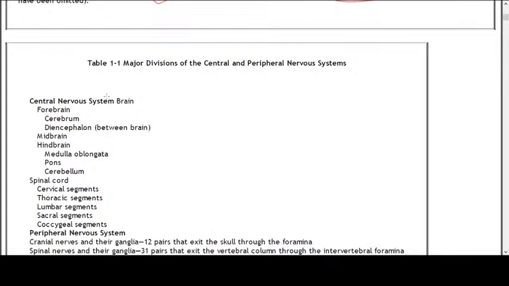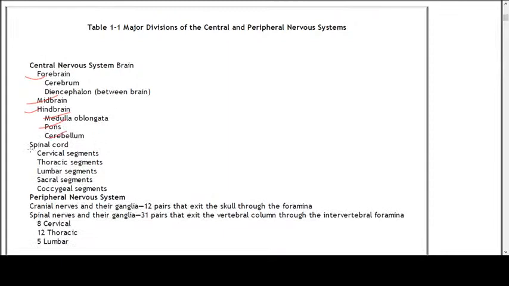The major difference is between the central and peripheral nervous system. The central nervous system consists of the brain: forebrain, diencephalon, midbrain, hindbrain, medulla, pons, and cerebellum. The spinal cord consists of cervical, thoracic, lumbar, sacral, and coccygeal segments.